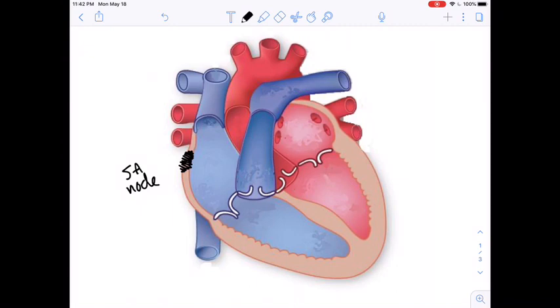And those electrical impulses are picked up by neighboring cells such that it's almost like an electrical signal that sends out a message for muscles to contract. There is another node right in this region here, right down the middle of the heart. And that is called the AV, or atrioventricular node.